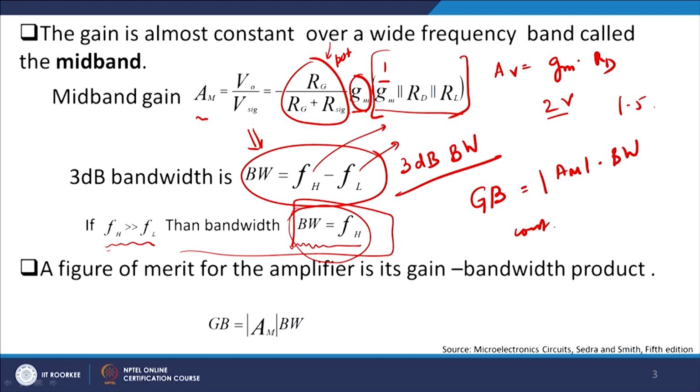So, if you want to make your bandwidth high, you have to reduce your gain, so that the product of these two remains constant. That is the problem for any amplifier: if I want my gain to be high, my bandwidth will be restricted, and if I want my bandwidth to be high, my gain will be restricted. You cannot take both of them together and make both of them high, and that is the sort of price you pay for designing in this problem area.